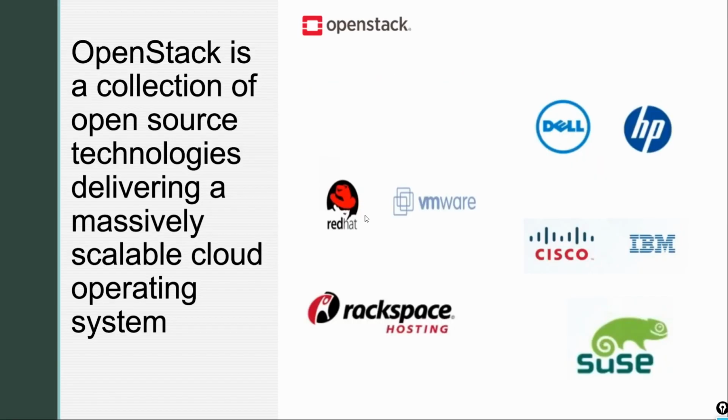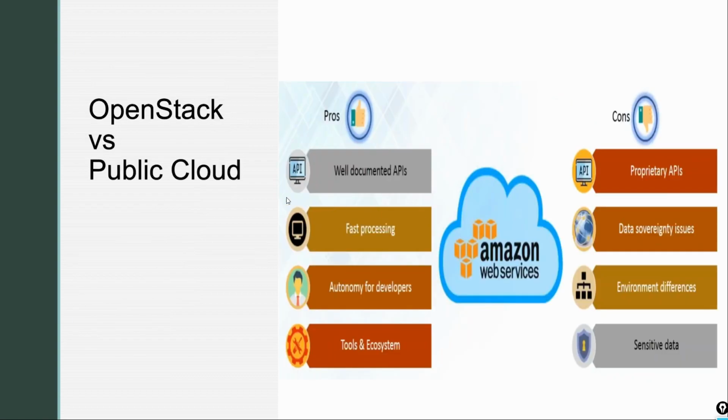So let's go to OpenStack. OpenStack is a collection of open source technologies. The best part of OpenStack is that it is open source, and it's delivering a massively scalable cloud operating system. At first, it was delivered by Rackspace for NASA, but now there are many companies like Cisco, IBM, HP, Dell, and VMware. All of them are working on it to improve and develop it, working on coding and things like that.